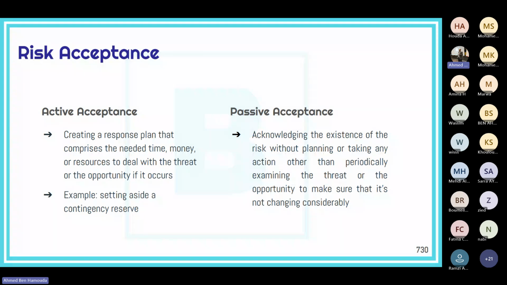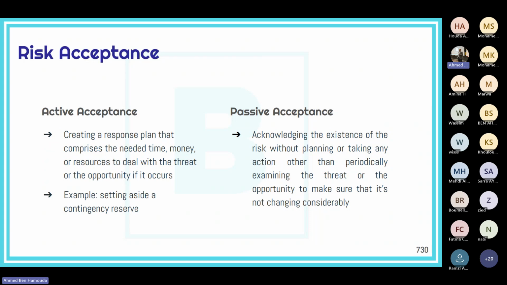Okay. Now, what's the difference between active risk acceptance and passive risk acceptance? Let's start with passive risk acceptance. Passive risk acceptance is acknowledging that there are risks, but you're not planning any actions, you're not taking any action. Just periodically, you examine the threat or the opportunity to make sure that it has not changed considerably. Okay, so that's a passive acceptance.